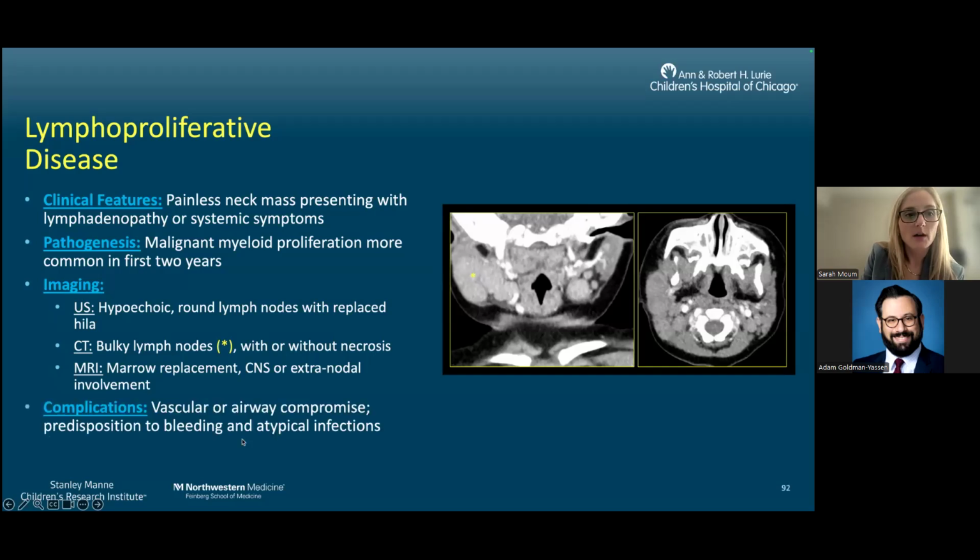Okay. Much like any other lesion in the head and neck, there can be associated vascular or airway compromise. Because of the underlying immunocompromise of these patients, they are at increased risk of infection, especially atypical infection, so that's important to keep in mind when completing your imaging assessment. And because they have abnormal cell counts, they also have a known predisposition to bleeding.